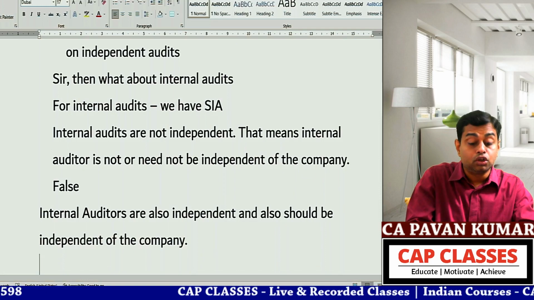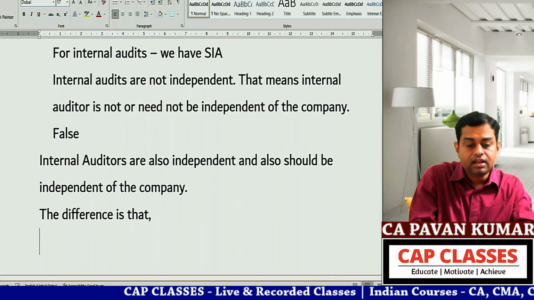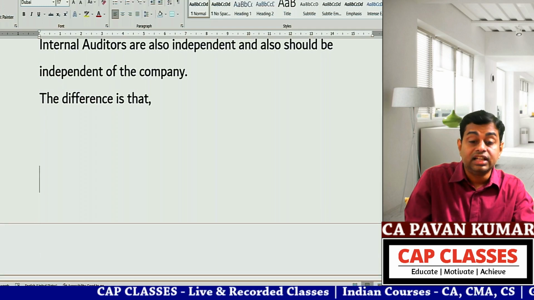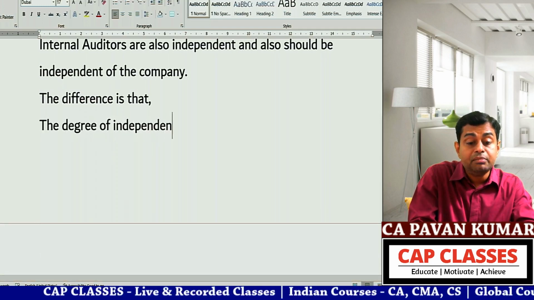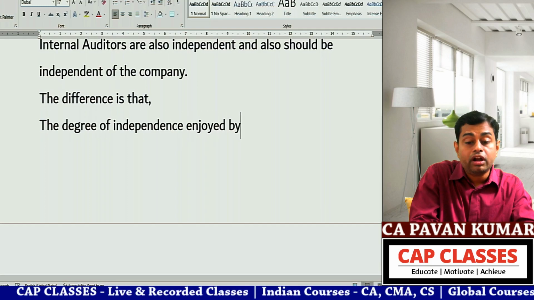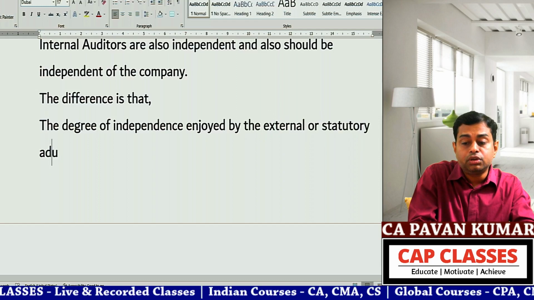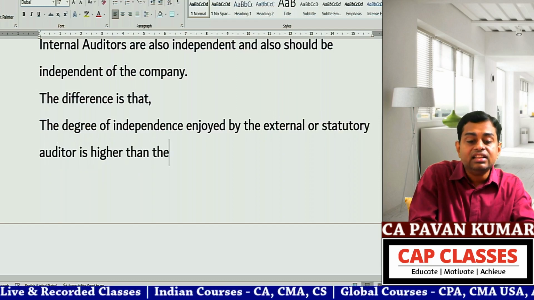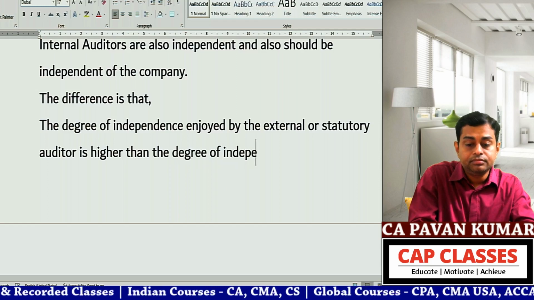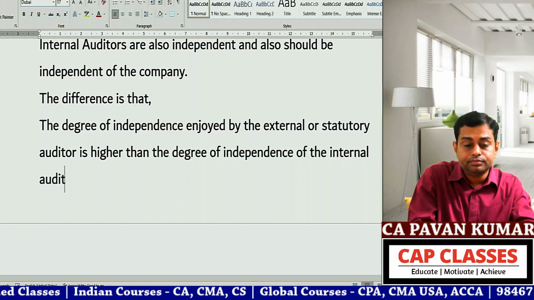What is the difference, you know? The difference is that the degree of independence enjoyed by the external or statutory auditor is higher than the degree of independence of the internal auditor.